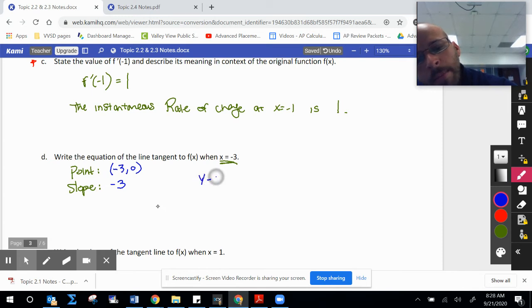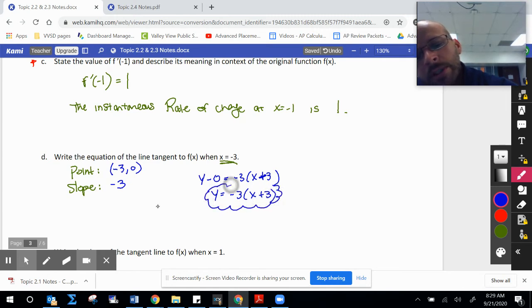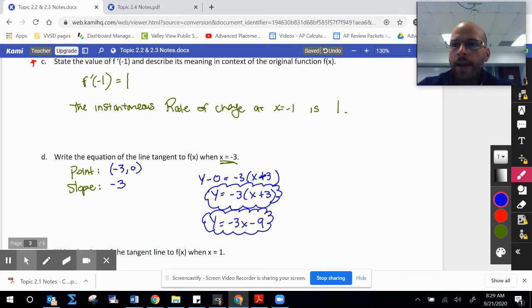So I'm going to say y minus 0 equals -3 times x minus -3, which would really just be a plus. So I can say this is y equals -3 times x plus 3. If you wrote that on a free response, I would take it. If it was multiple choice, it would be y equals -3x minus 9. It would probably look something like that. Both of those answers would be correct.